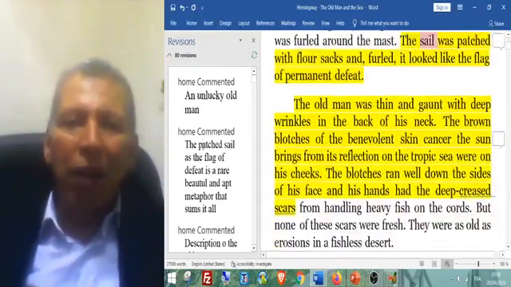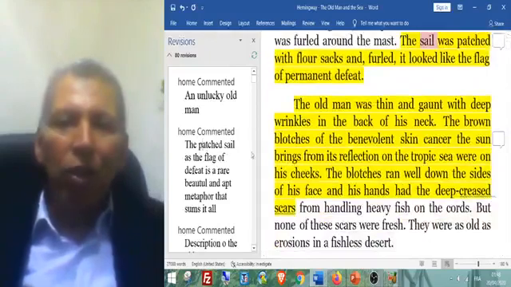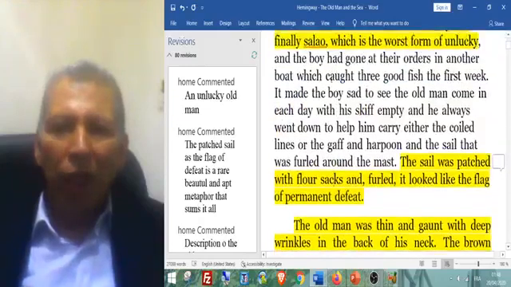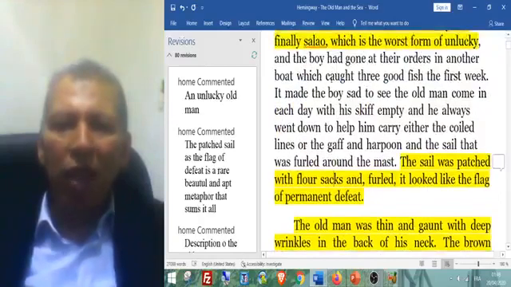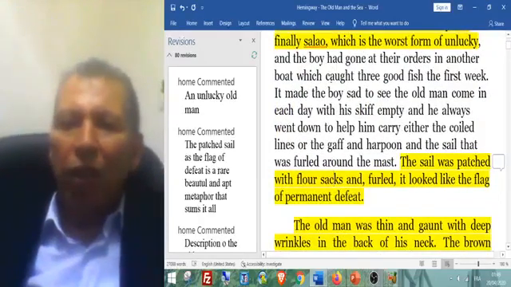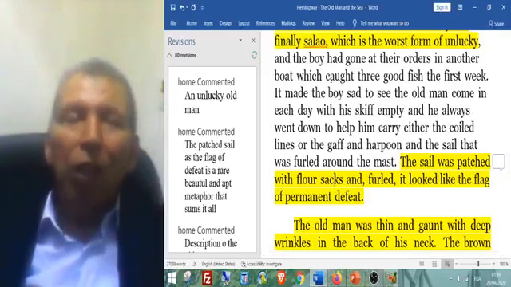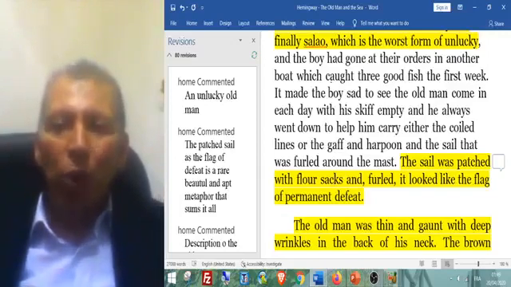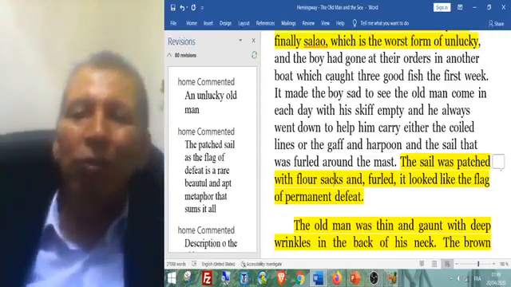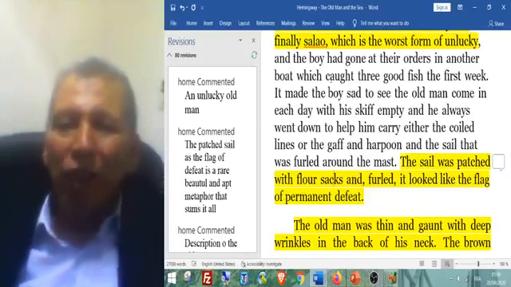Towards the end of that same paragraph, there is a reference to the sail of his skiff, or his little boat, in the following terms. The sail was patched with flour sacks and furled. It looked like the flag of permanent defeat. This is a simile. There is an analogy between the sail, which is not new, which is old, as old as its owner. It is patched, in a bad state, patched with flour sacks, and now it is furled, and it looks like the flag of permanent defeat.